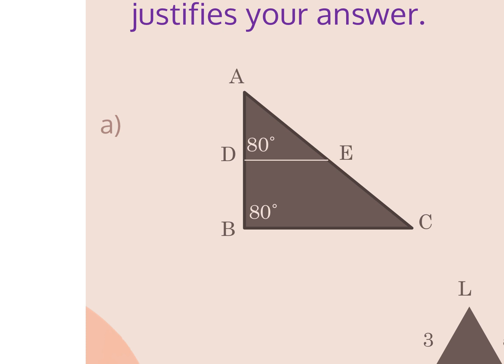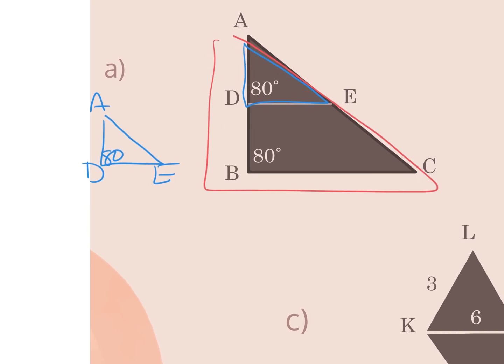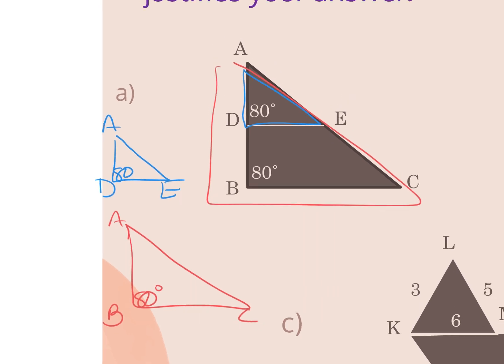So top one compared to the whole thing. So if I pull ADE off, add the 80, and then draw the big one, ABC, B is also 80. Now, I know nothing about my side lengths, so this should be a clue that I'm probably going to use angle, angle. However, I only have one angle that's marked.